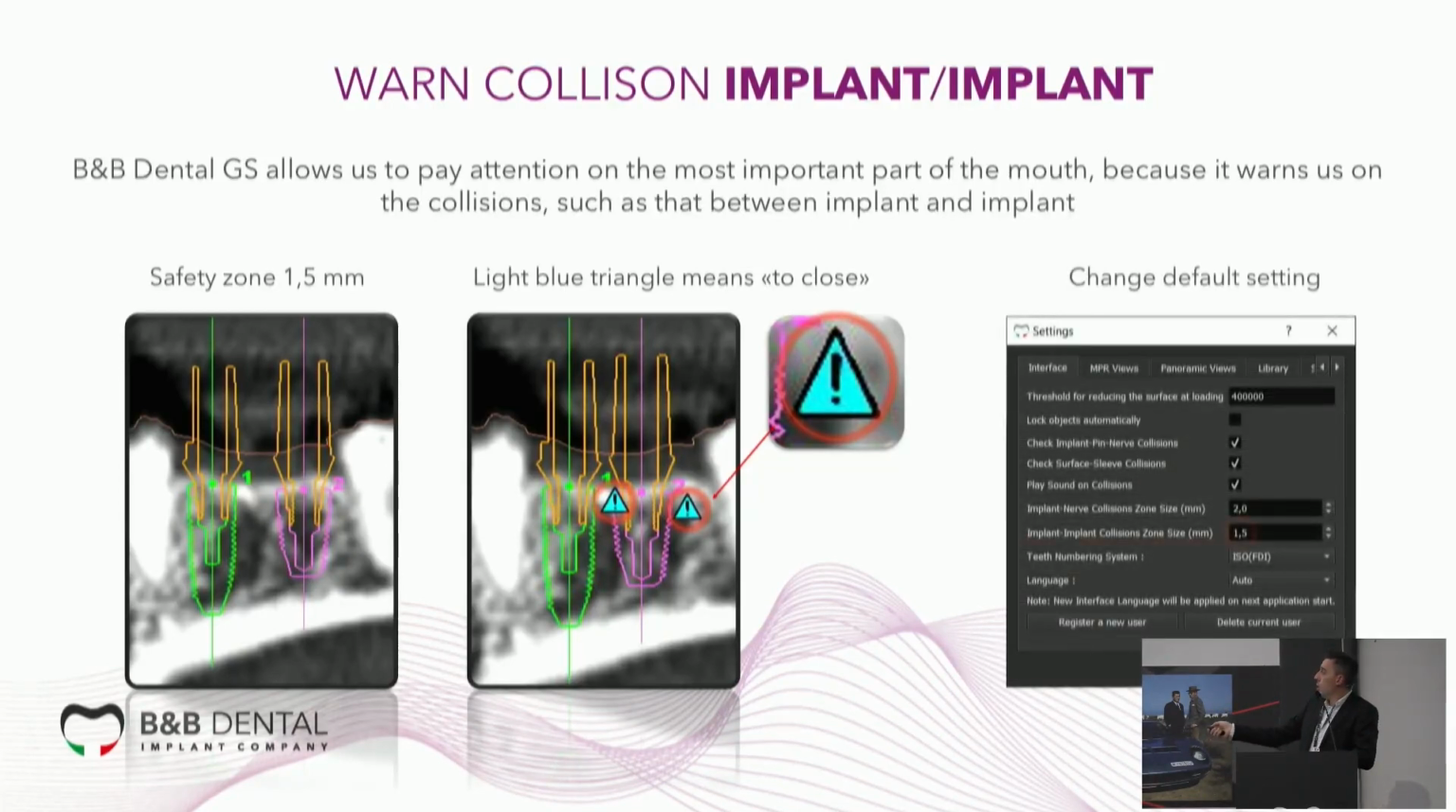And on the same window that we have seen before, there is interface implant collision, and you can change the default setting. If I remember well, the default setting is 2 millimeters, but 1.5 millimeters is enough. It is a very good distance to obtain between implant and implant.